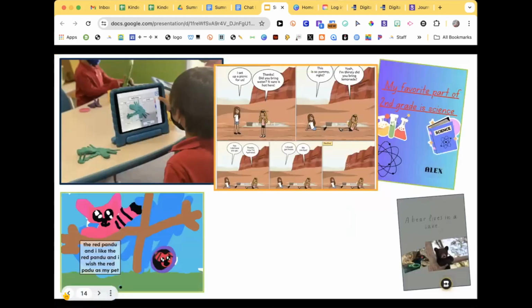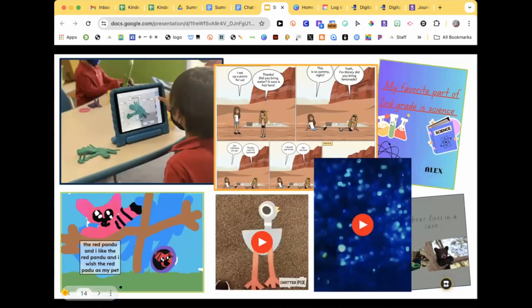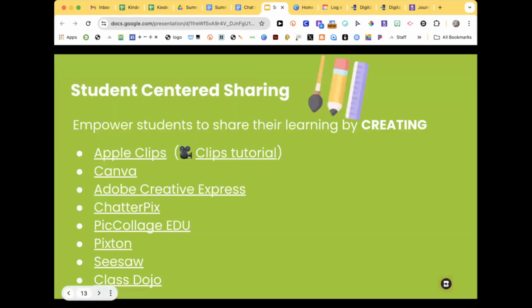I love that. And I think that authentic audience piece for our students is so important. They get more motivated to create and share their learning when they know somebody's going to be looking at it, whether it's their families or their peers or whoever it is. They get really excited when they know that's going to be published and shared to an audience.